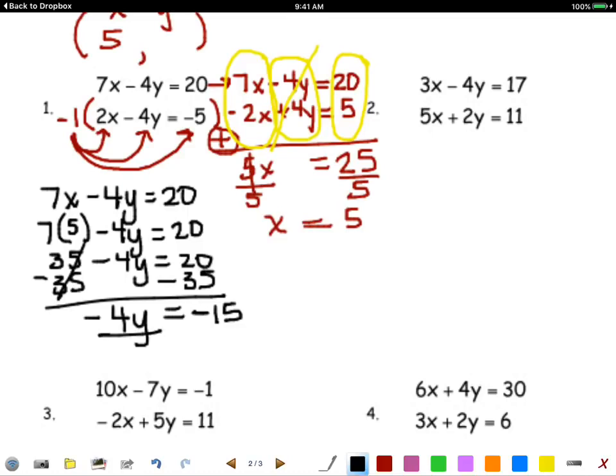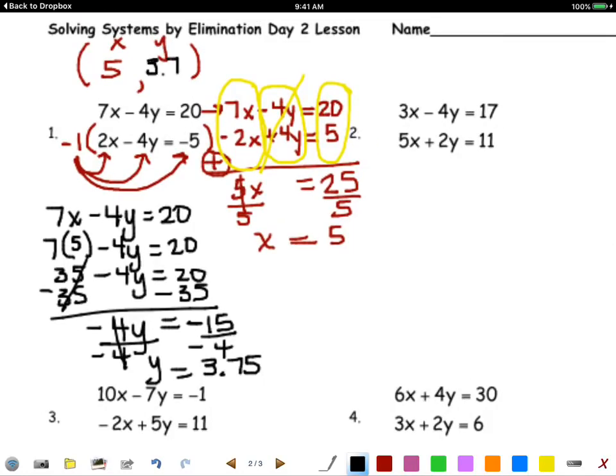Divide by what? By -4. It's going to be a decimal, but that's okay. What is it? -3.75. Well, we got a negative divided by negative, so it should be positive. 3.75, you say? Okay, so don't forget to come up here to your ordered pair and put that answer up here in your ordered pair. So the solution to that system is (5, 3.75). When x is 5 and y is 3.75, then both of those equations balance.